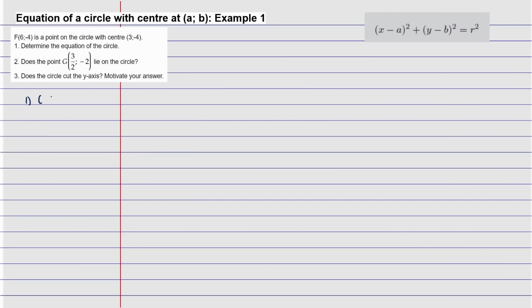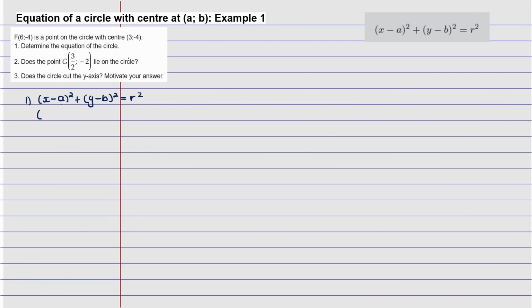So we know the fact that the equation of the circle, since the center is not (0, 0), is going to be the one on the side. So it's going to be (x - a) all squared plus (y - b) all squared is equal to r squared, right? So now we need a, b, and r, right?